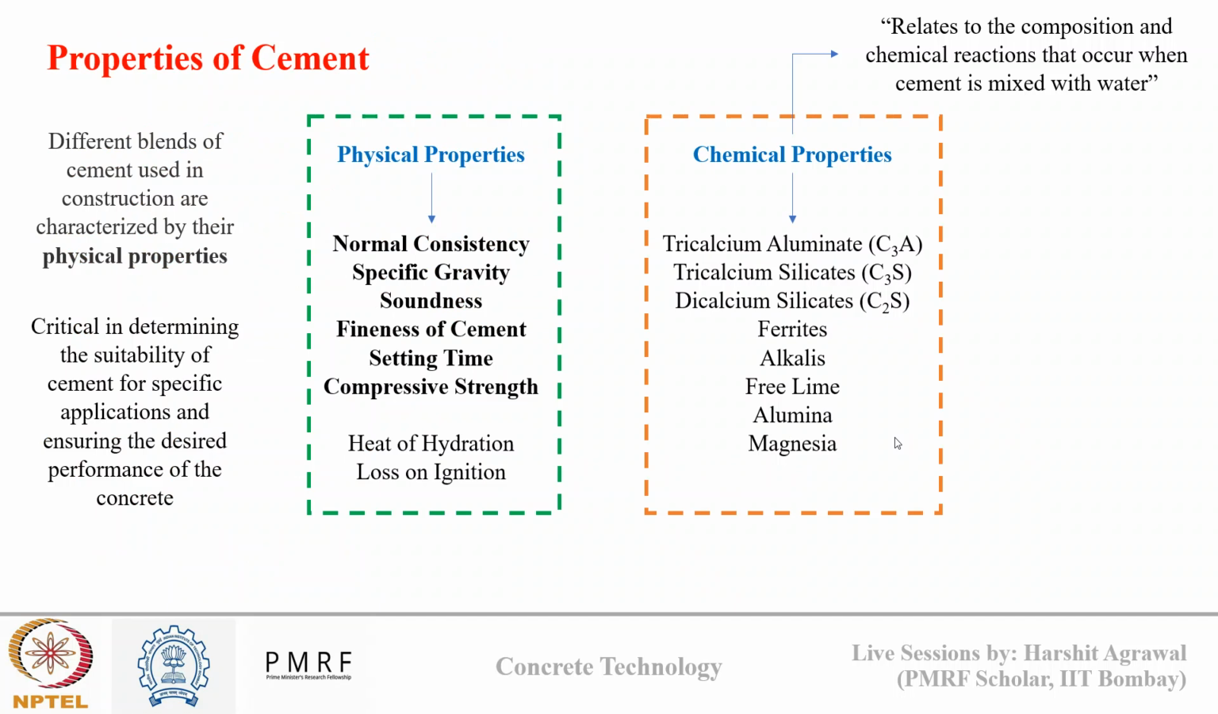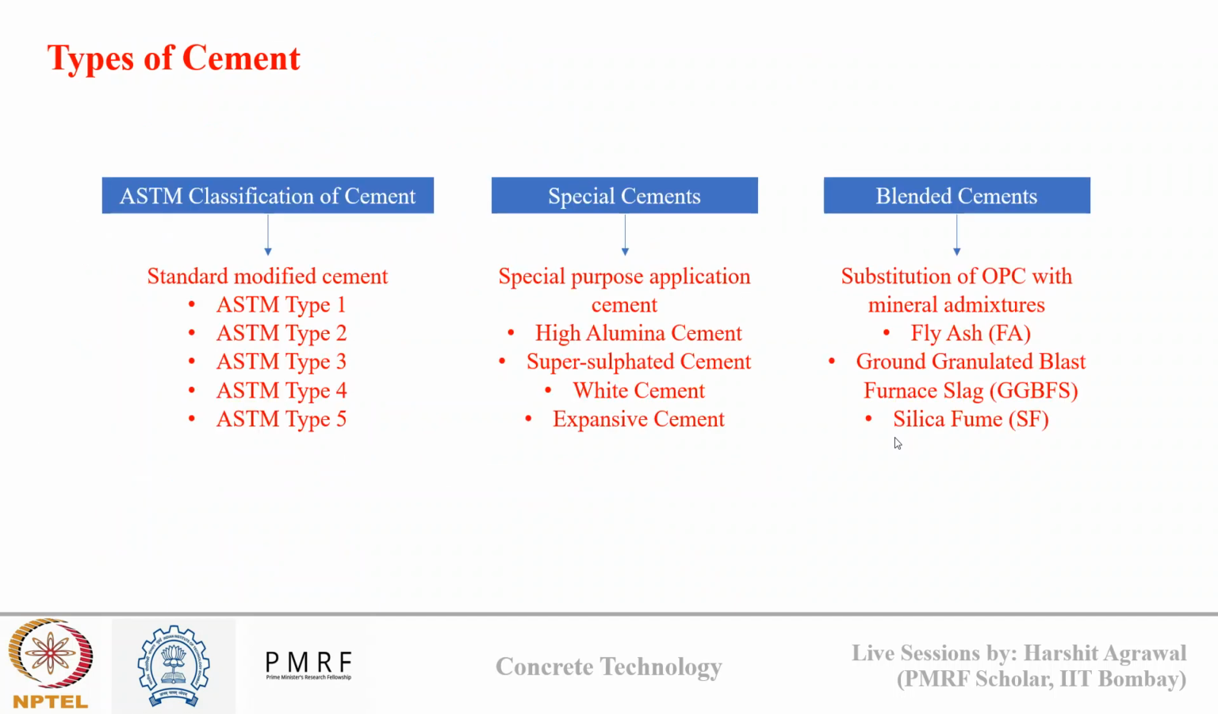We talked about different physical properties, like normal consistency, specific gravity, soundness, fineness, setting time, and compressive strength. For these, we had a brief discussion. Then we talked about types of cement. So based on the composition of cement, cement can be classified into different types, and this classification becomes important so that we can have a best suited cement type for a particular application need.